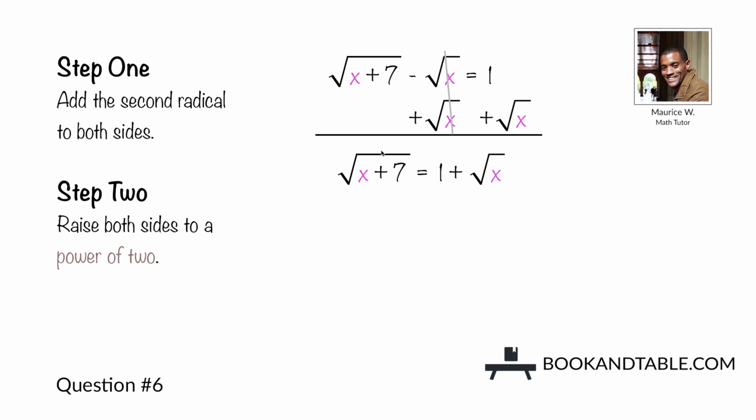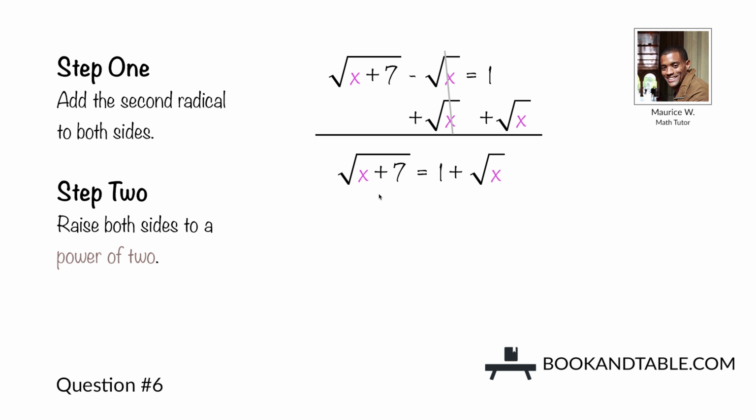Okay, so for this question, this is the first question in this practice set that has 2 radicals in the original equation. For this, remember to isolate the first radical. So to do so, we want to move the second radical over to the right side of the equation. So step 1, add the second radical to both sides. This leaves you with the square root of x plus 7 on the left side and 1 plus the square root of x on the right side.